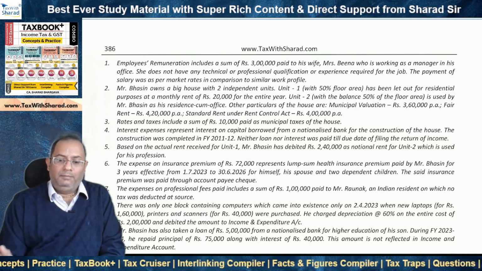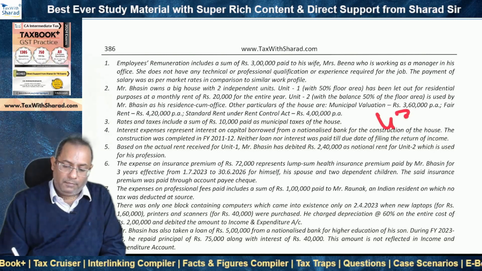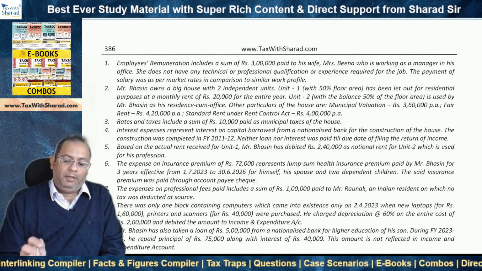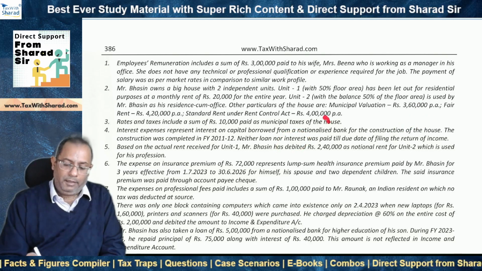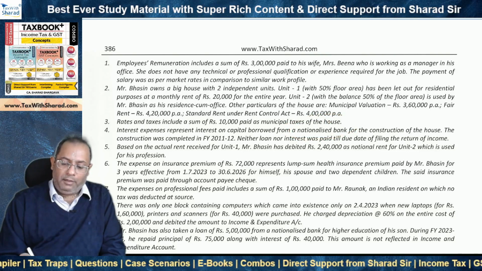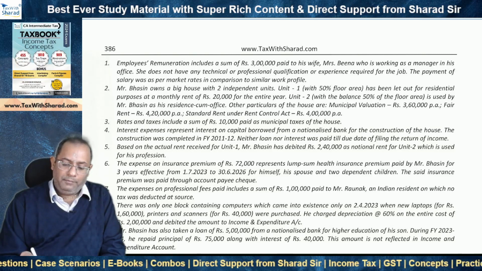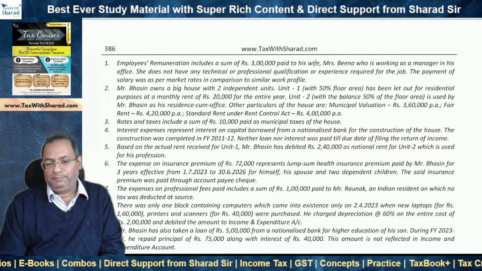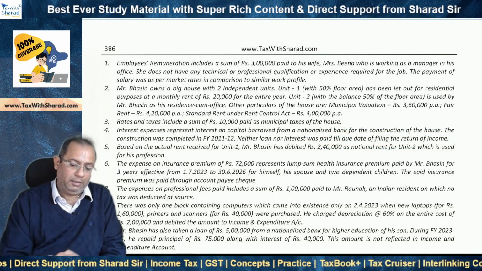So which provision will apply here? Section 43B. 43B will apply here, because 43B covers interest on loan taken from a nationalized bank. And it will not be allowed in the year in which it is payable if it is not paid till the due date of filing the return of income for that previous year. So under 43B, 20,000 will need to be disallowed.